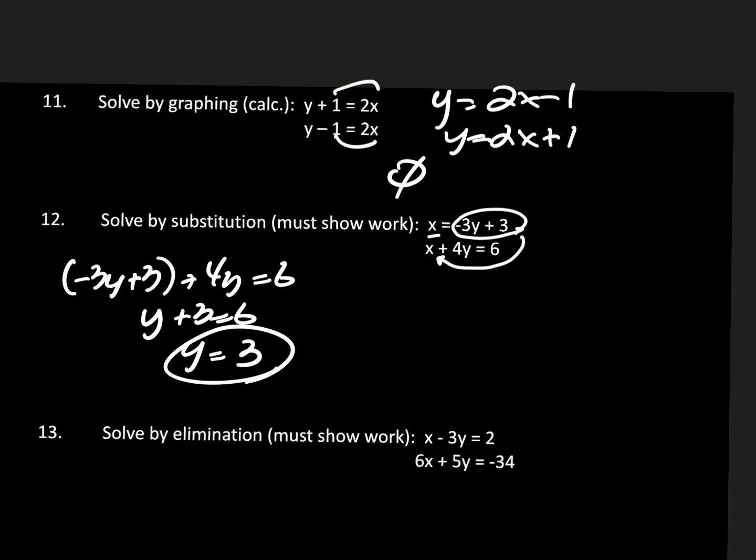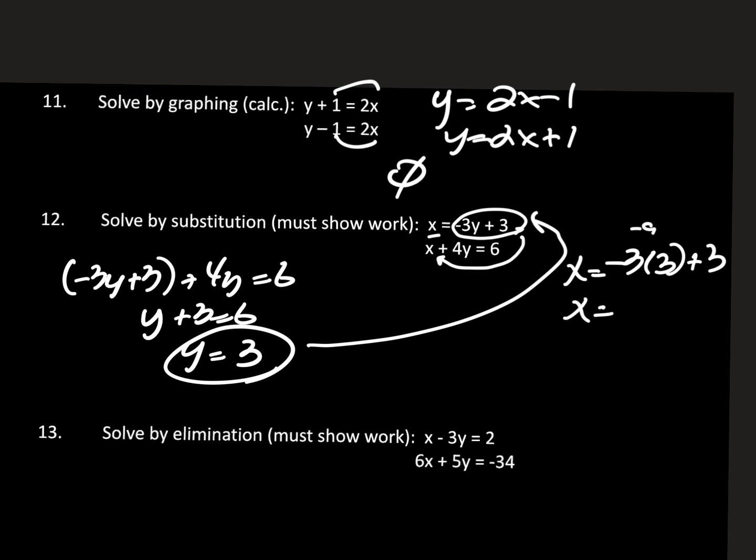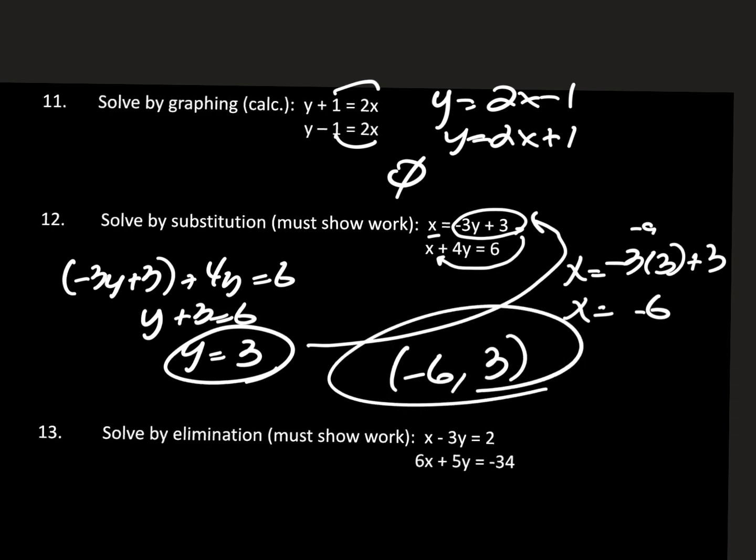So that's my y. That's not the final answer. You got to find your x. Now, the great thing about substitution is you can plug it back in right where you started. So if I plug it back in right there, I'm going to get negative 3 times 3 plus 3, a bunch of 3's. That's going to be negative 9 plus 3, which is negative 6. So my final answer, negative 6, 3. Answer should be an ordered pair.